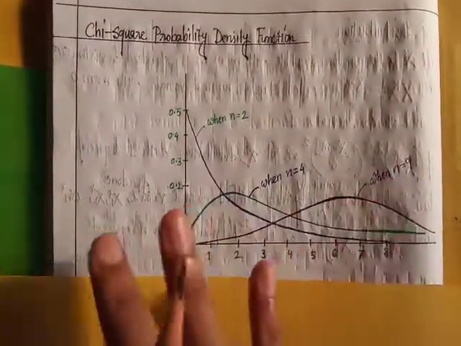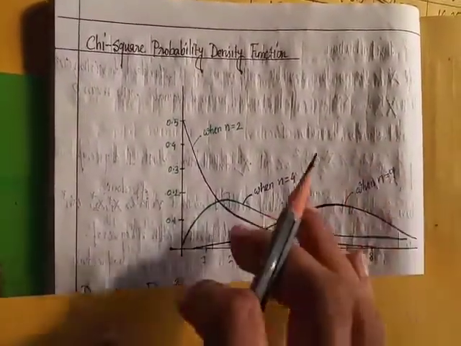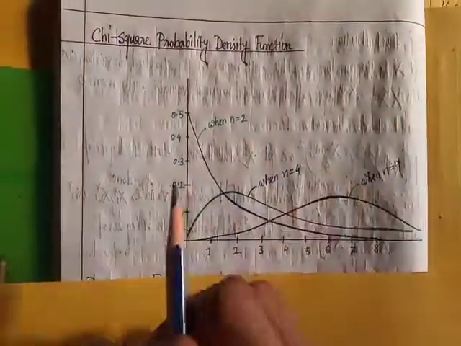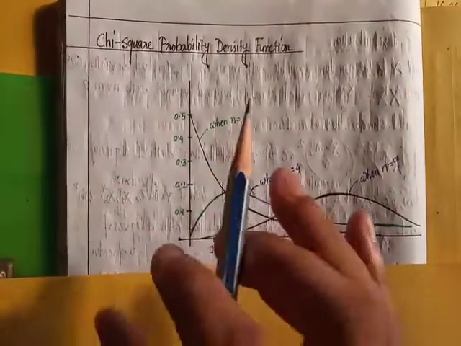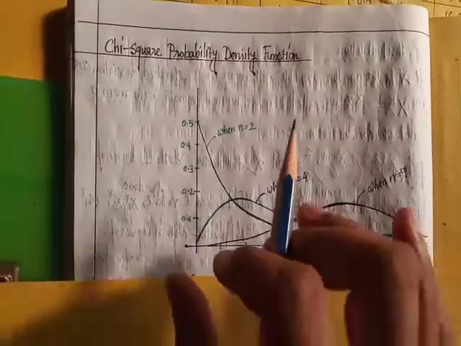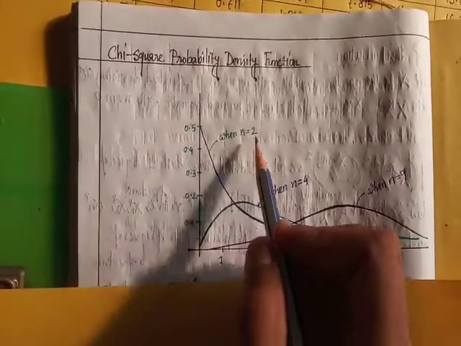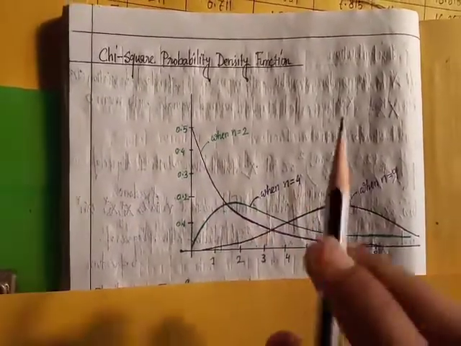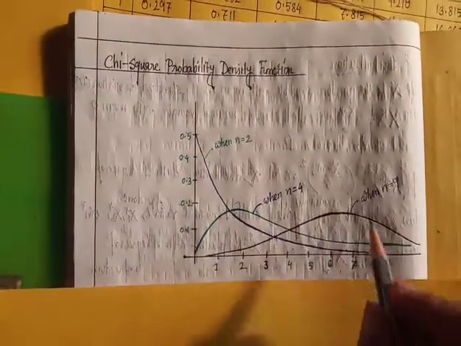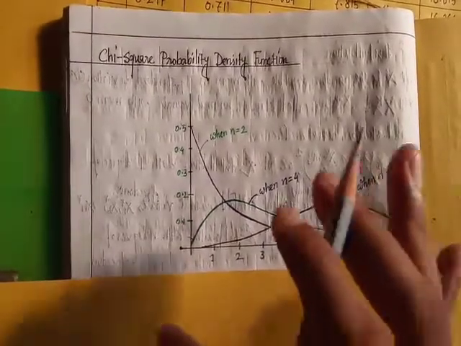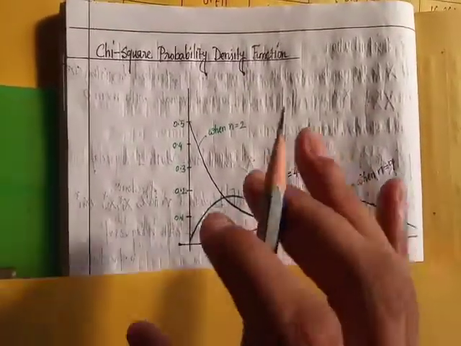From this figure of the chi-square density curve, we conclude that for different degrees of freedom, the shape of the chi-square distribution is different. Since for 2 degrees of freedom, we get this curve, for 4 degrees of freedom, we get this curve, and for 9 degrees of freedom, we get this curve.